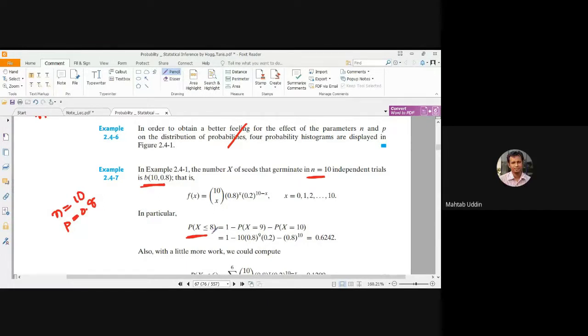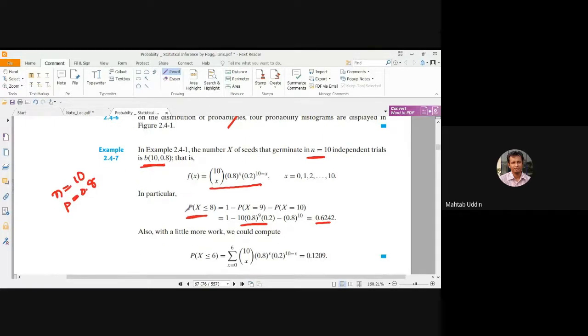Yes, sir. So we are using the complement. The 9 and 10 are not in our hand. Just subtract x equal to 9 and x equal to 10 from 1, and you will get the desired result. Put here x equal to 9 and x equal to 10. For x equal to 9, 10C9 is 10, times 0.8 to the power 9, 0.2 to the power 1, and 10C10 is 1, so the 1 has not been written, 0.8 to the power 10, 0.2 to the power 0, that is 1. That is the result. You can see the complement used once again here.